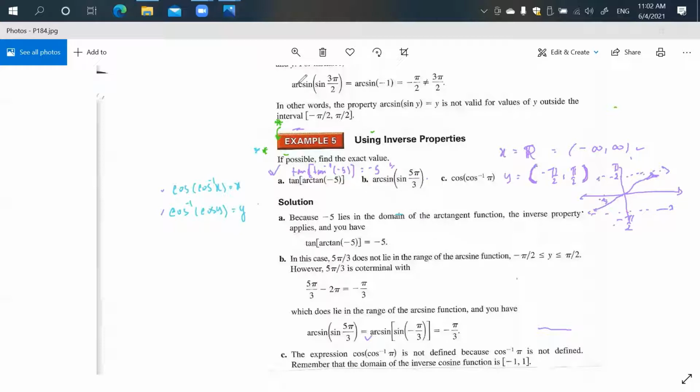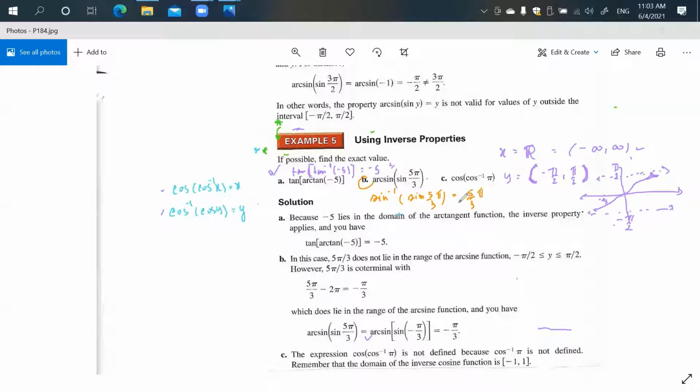Okay, now we see question B, right? We go to question B. Now here, we can write this as arc sine of sine of 5 over 3 pi, correct? Then again, if you go according to the inverse properties of trigonometric functions, you're going to cancel like this, and the answer would be equal to 5 over 3 pi, correct?